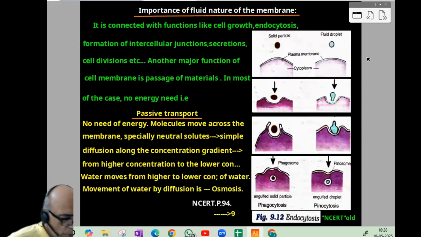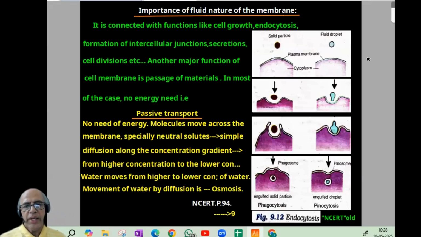Next is the importance of the fluid nature of the membrane. What is its importance? It is connected with functions like cell growth, endocytosis, formation of intercellular junctions, secretion, cell division, etc. Another major function of the cell membrane is passage of material. In most cases, no energy is involved. And here the diagram is showing endocytosis.